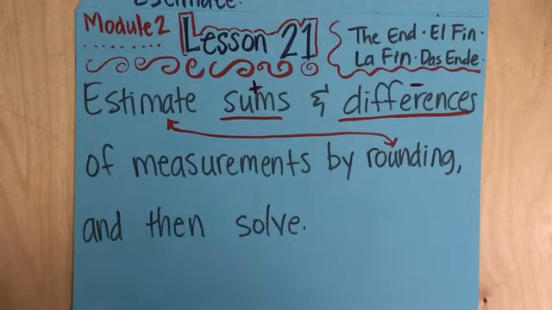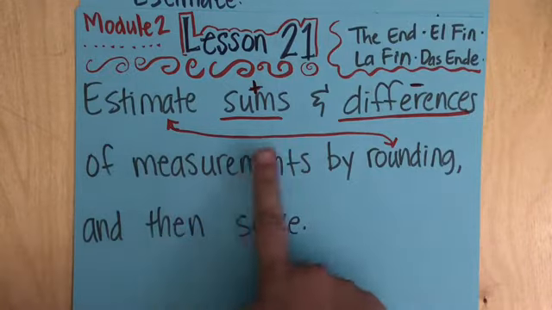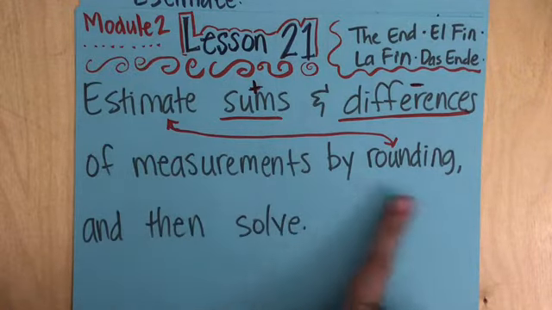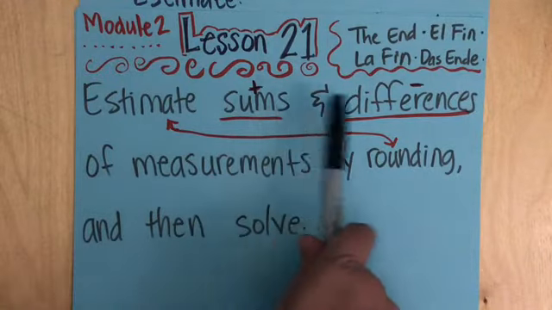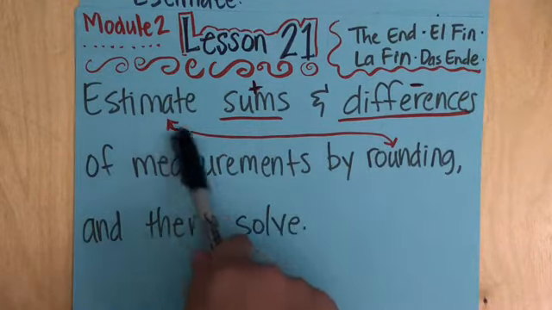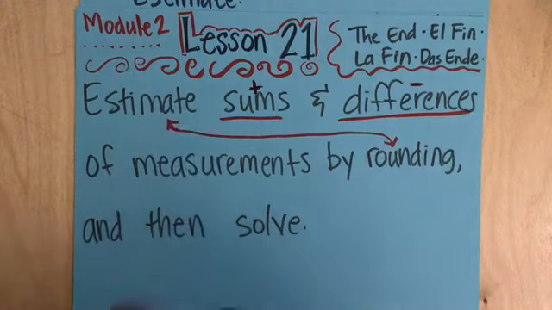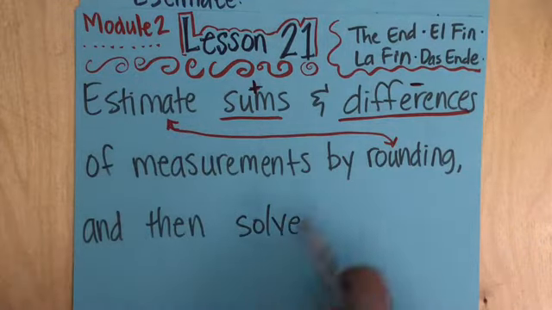This is our last lesson of this module before we start doing some review. Pretty exciting that we made it to the end of our place value module. Today we're going to be estimating sums and differences of measurements by rounding, and then we're going to solve. So remember, sum is adding, difference is subtracting, estimating and rounding go hand in hand. You round so that you can estimate.